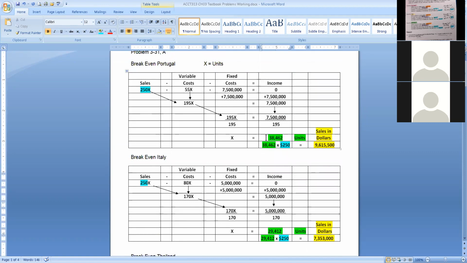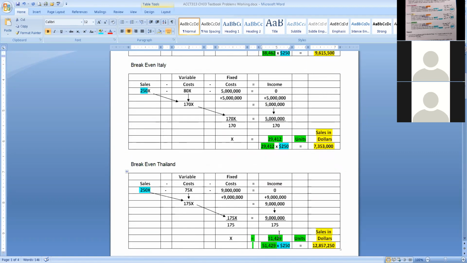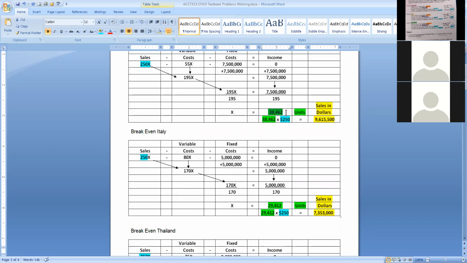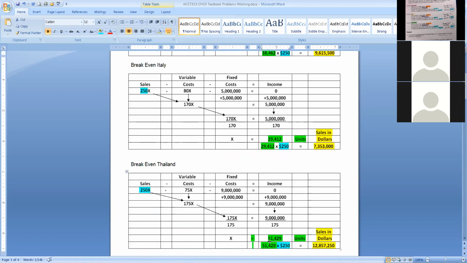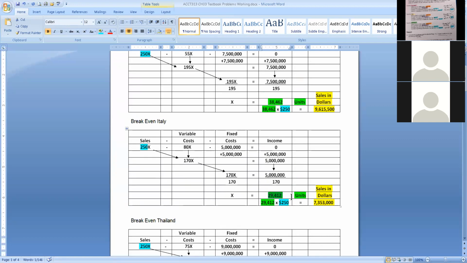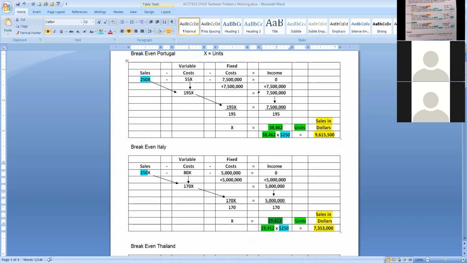If you bought these from Portugal or from Thailand, you'd be losing money because it's not up to their break even. It's going to take 38,000 to get to the break even in Portugal, and 51,000 to get to the break even in Thailand. So if you only sold 30,000 rugs, Italy would definitely be the best one to go. You'd actually be profitable, whereas these other ones you'd lose money because you're not even to the break even point.